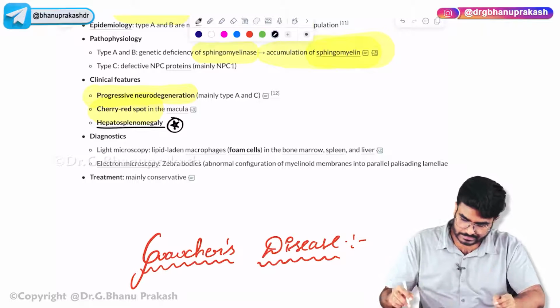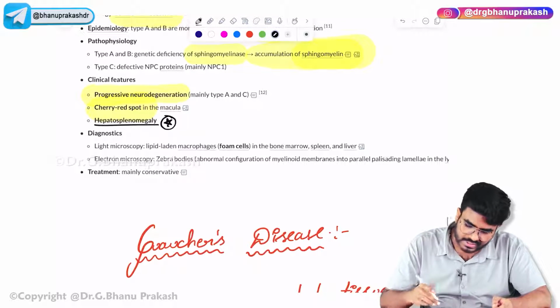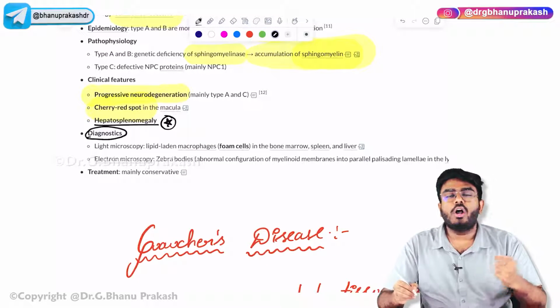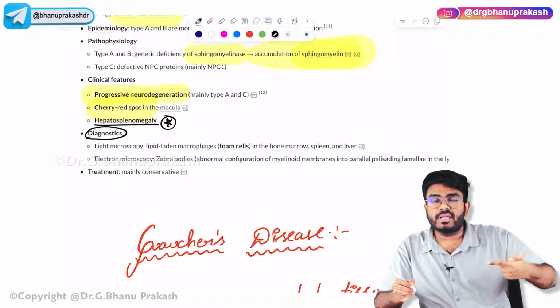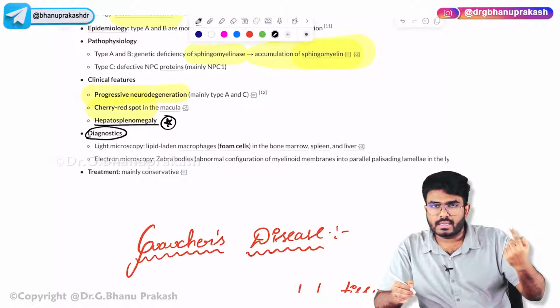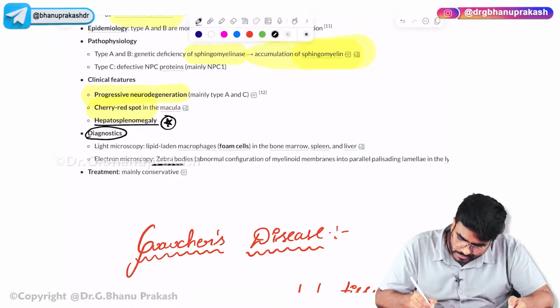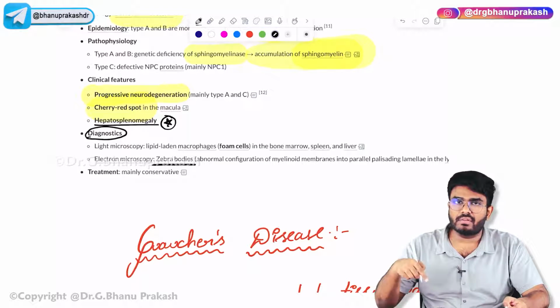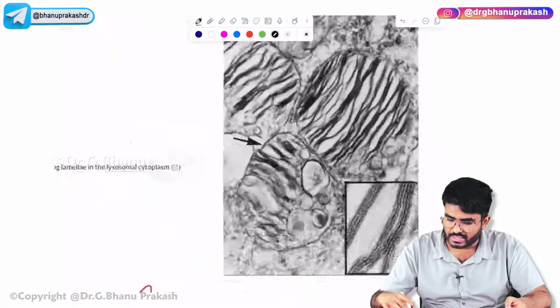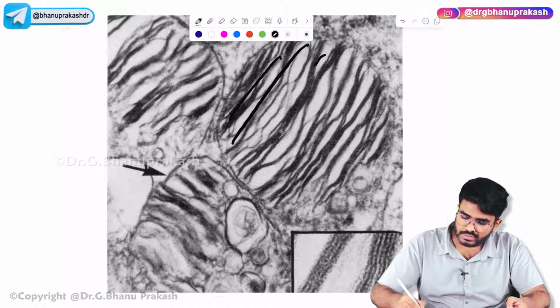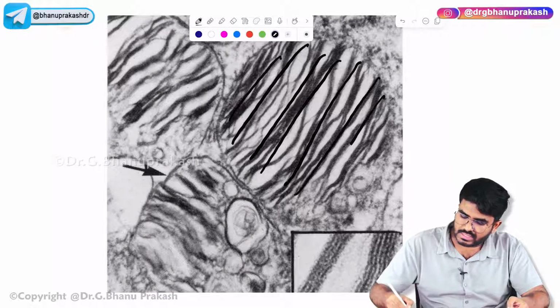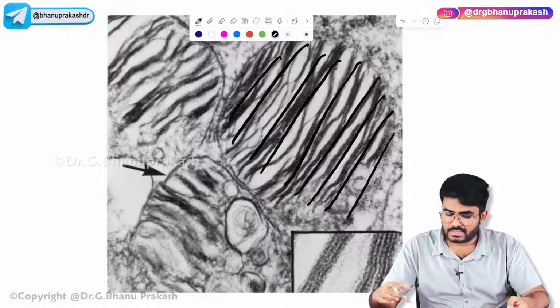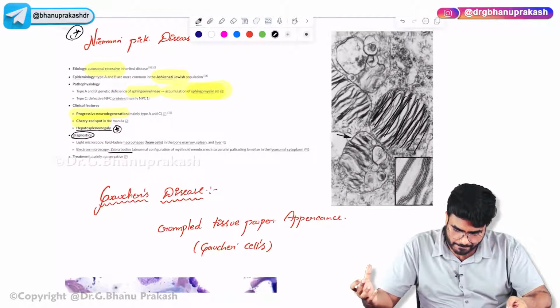Niemann-Pick's. And what else can be seen under the light microscopy? Not the onion skinning. An onion skin appearance is going to be seen in Tay-Sachs. Here what you will see is zebra bodies. Zebra, like the stripes which are present on the zebra, that kind of appearance is going to be seen. I will show you. See, this is like zebra lines. Within the lysosomes you can see this zebra crossing appearance. So these are called the zebra bodies.